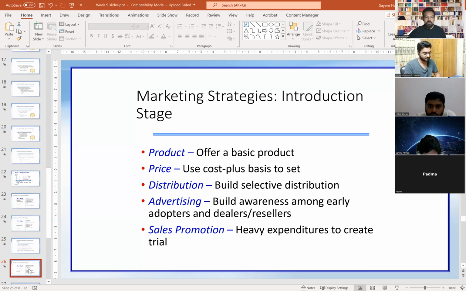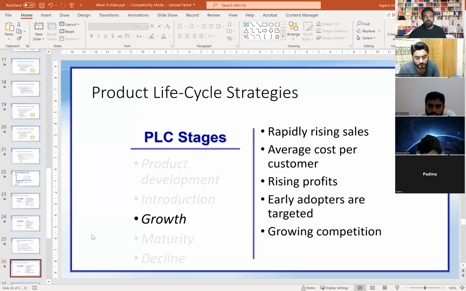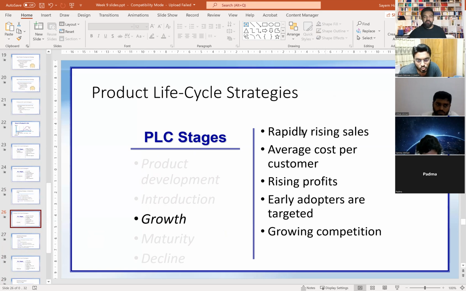Next stage is your growth stage, which is a really crucial stage. What's happening? You're seeing rapidly rising sales, average cost per customer rising, and your profits starting to rise slowly. Innovators have already tried your product at the introductory stage. Here you're trying to capture the early adopters. Keep in mind, in our previous graph about the consumer adoption process, innovators are only 2.5%, whereas early adopters are 13+% of the consumers. So you're trying to target this 13+% of the consumers.